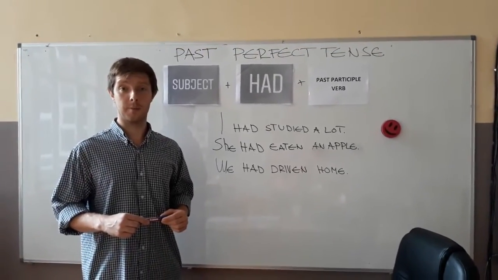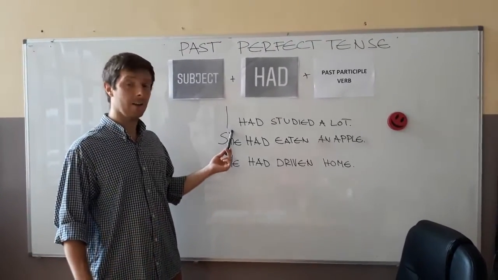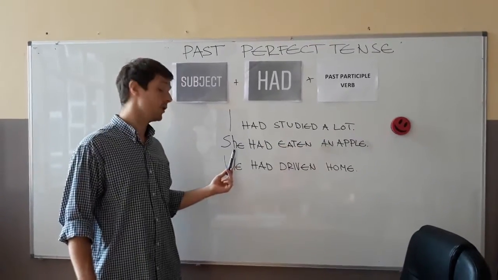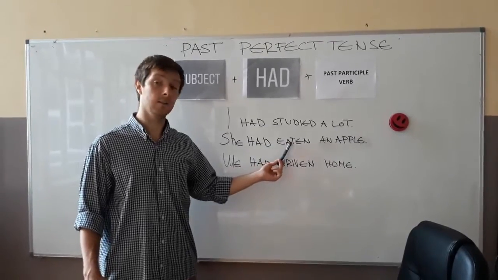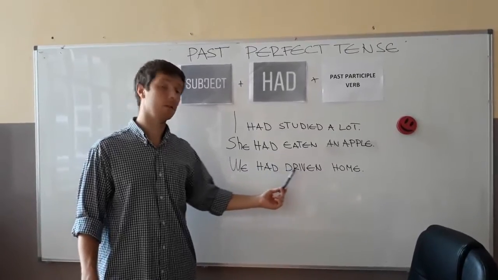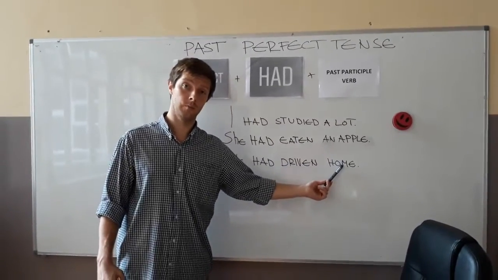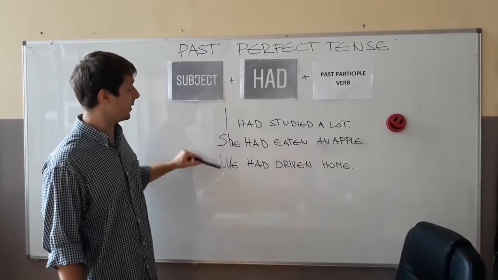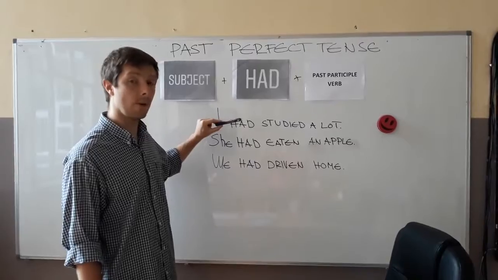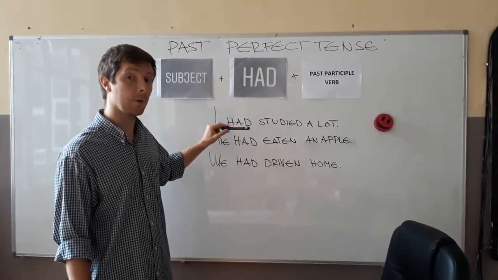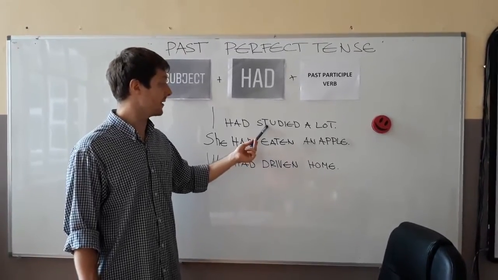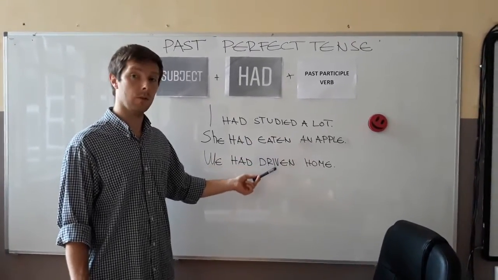So we have some examples here. I had studied a lot. She had eaten an apple. We had driven home. So these are the subjects. And these are the verb had, which is a helper word for the past participle. We have studied, eaten, driven.